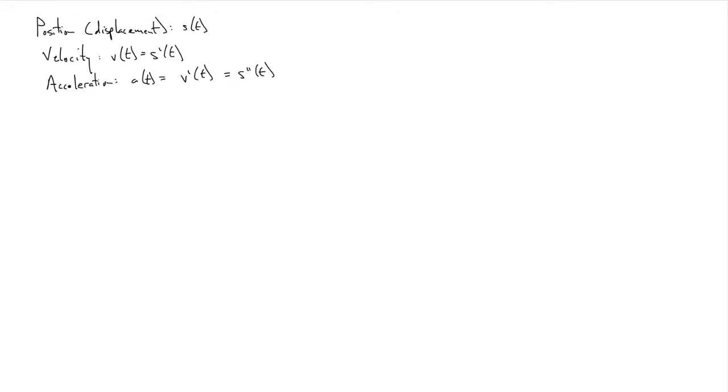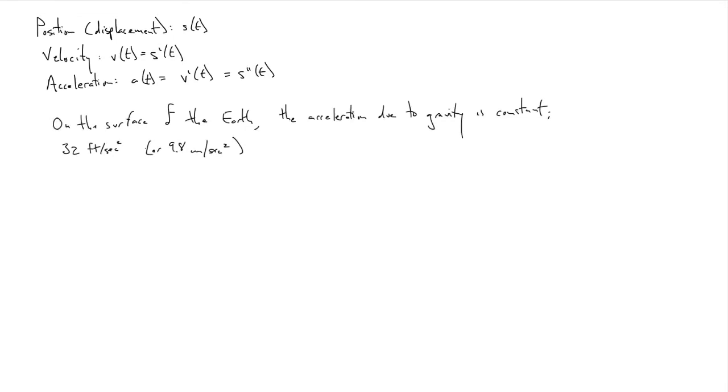And the beauty is, if you're dropping balls or throwing rocks on the surface of the Earth or near the surface of the Earth, then the acceleration is due only to the force of gravity. And since the mass of the Earth stays the same, the acceleration due to gravity is constant, and it's 32 feet per second, usually written as 32 feet per second squared, or in MKS units, 9.8 meters per second squared.